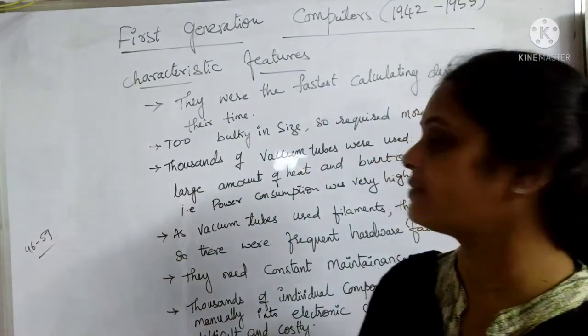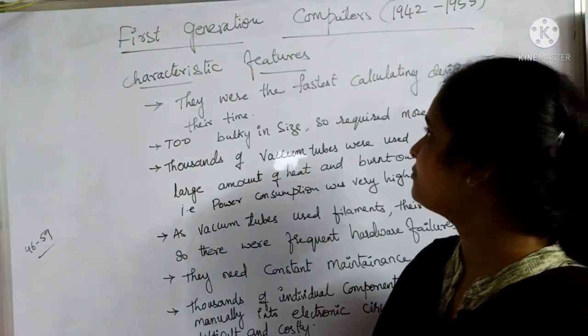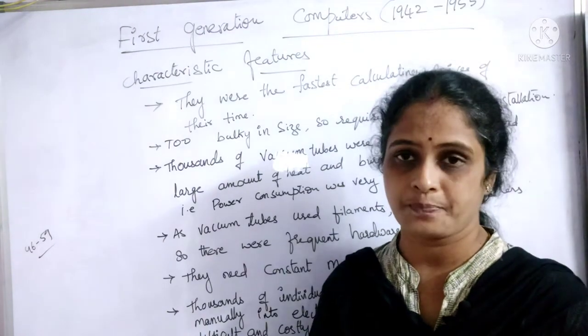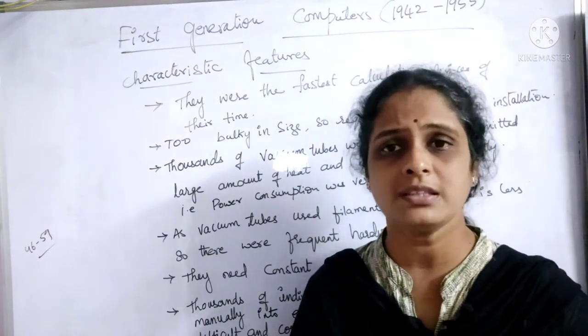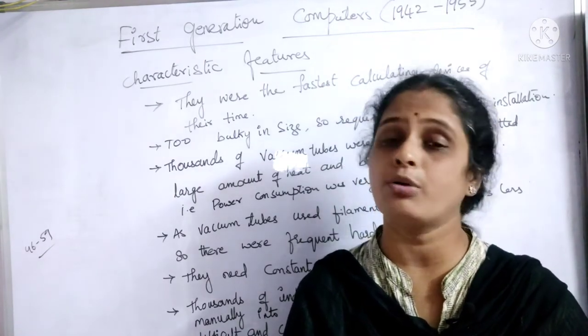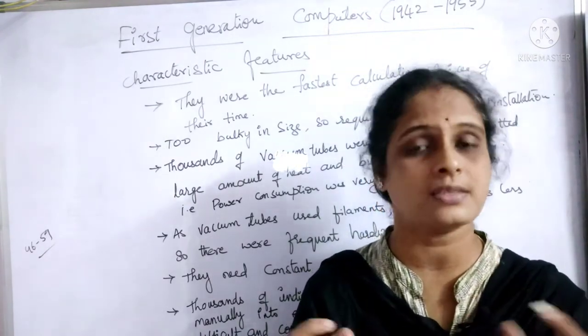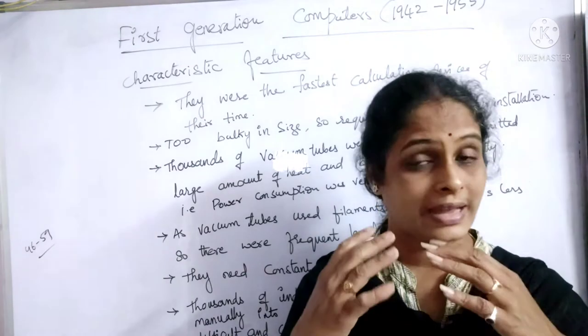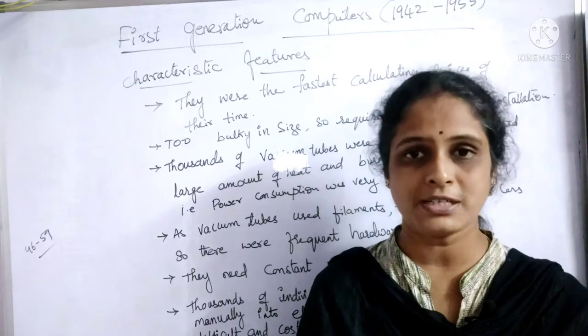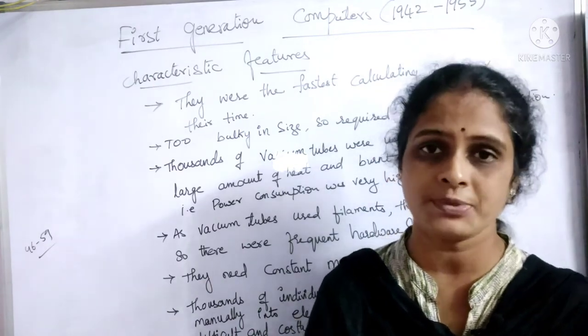The very first thing is that they were the fastest calculating devices of those days. That means they didn't have any other option. They were the only computers used, and they were the only fastest calculating devices of that period. So that was the best option for them. Not option actually, that was a compulsion for them because they didn't have any other option.